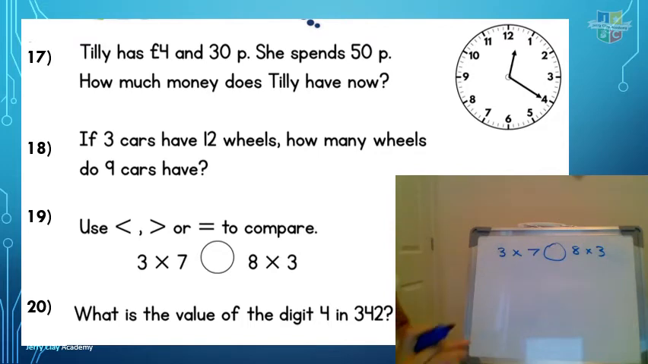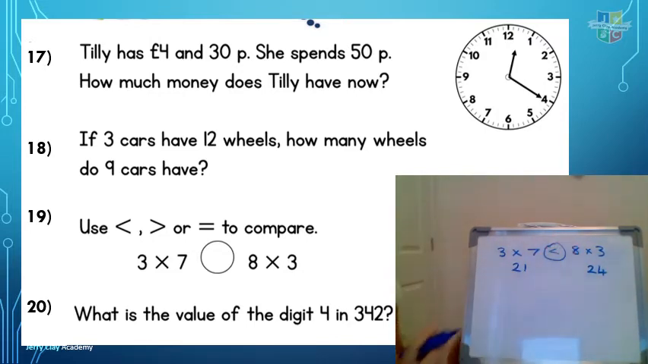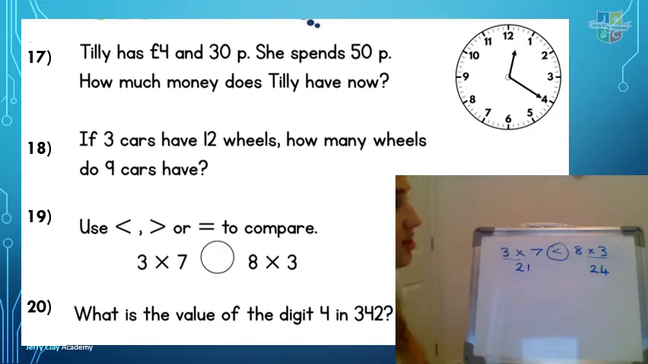Okay, number 19, we're going to compare these. So if we work them out first of all, if I do 3 times 7, I can do my 7s or my 3s and find the answer is 21. 8 times 3 is 24, so I can see that 24 is greater than 21. However, something else you could spot is that they're both timesing by 3. So because 7 is smaller than 8, it will be a smaller answer. So that could be another way you could have worked that out.